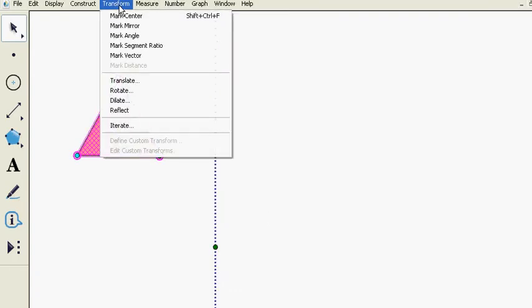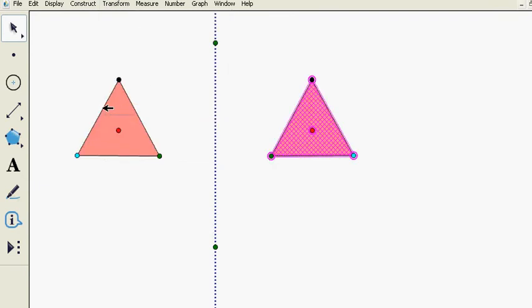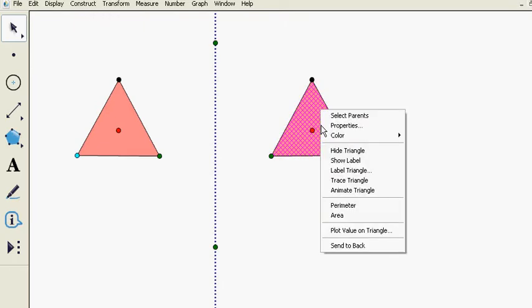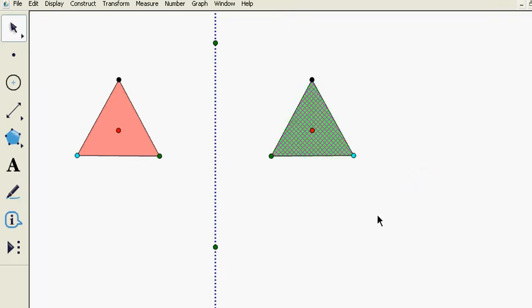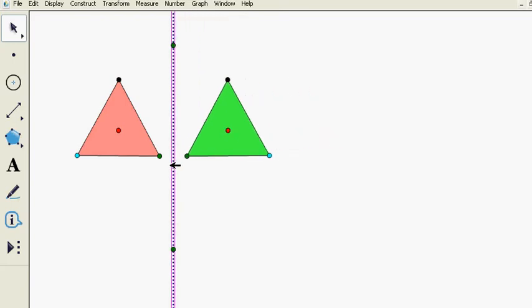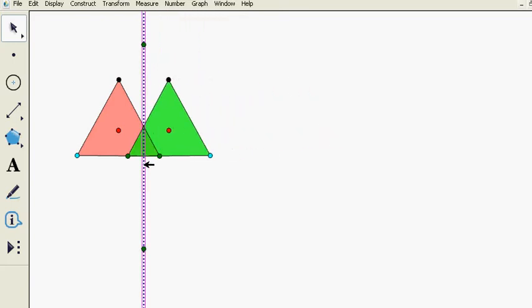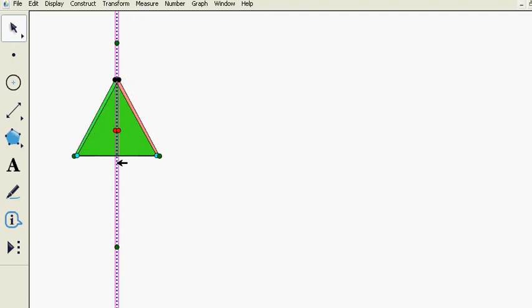And then go up here and ask me to reflect. As we talked about in our last segment, there's my reflected picture, and I'm just going to change its color so that it's easy for us to distinguish. So there's my original, and here's my reflected color version of my original. What I'm going to do now is see if I can drag my line so that my green one is exactly the same as my original.